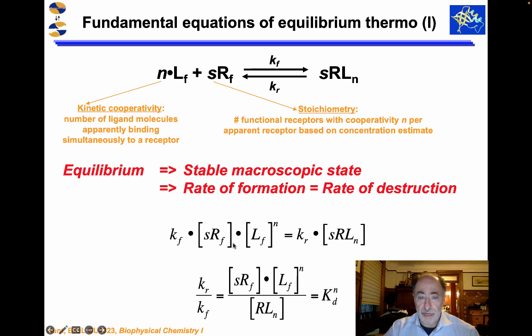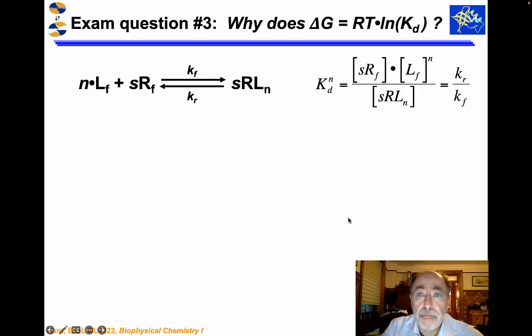So no matter what reactant concentrations you start with, you can change these to whatever, and when this reaction comes to equilibrium, the ratio of the reactant concentrations to the product concentrations will be a constant, and we're calling that constant Kd to the n, and you have already worked with that quite extensively.